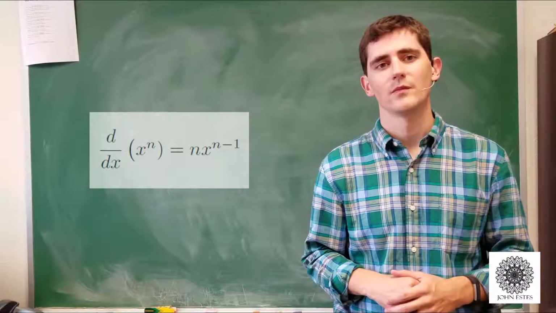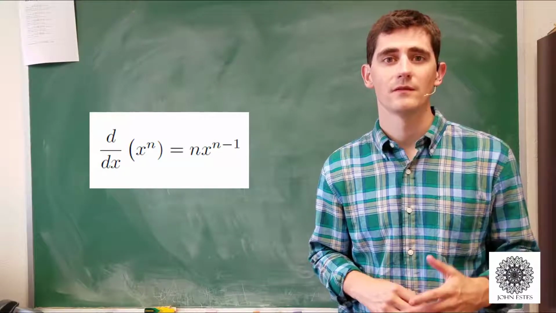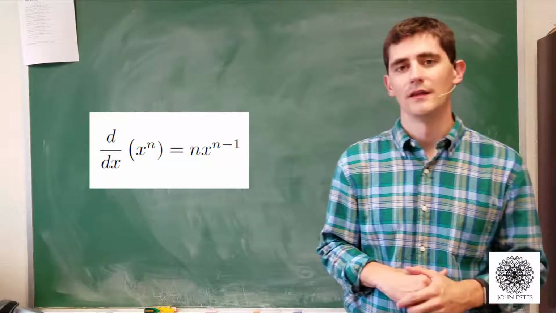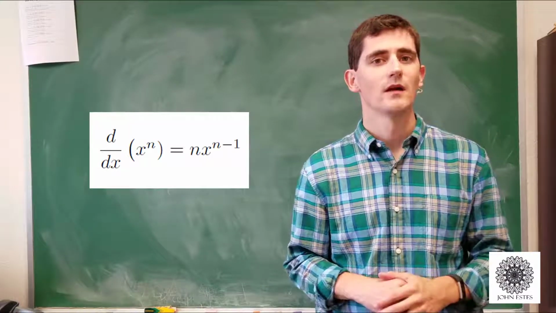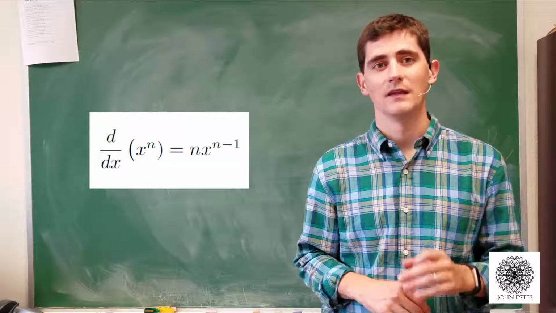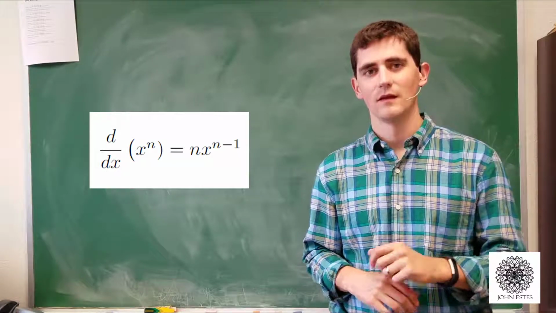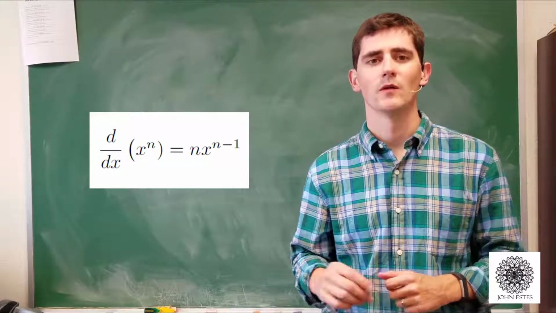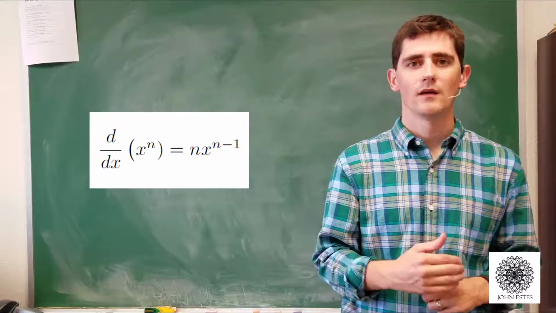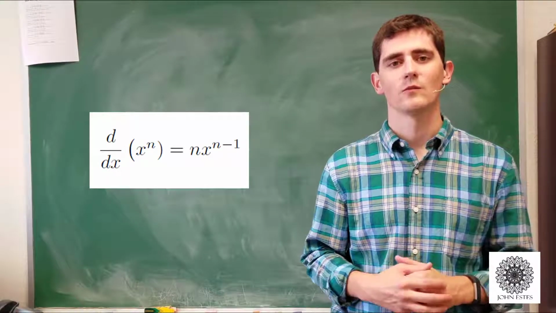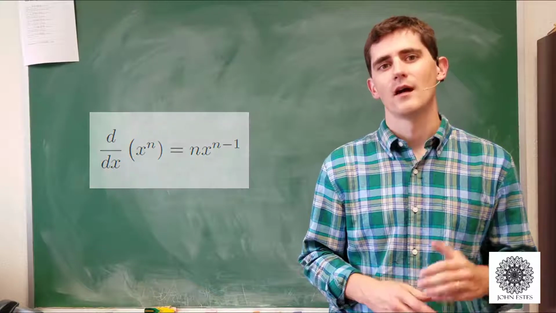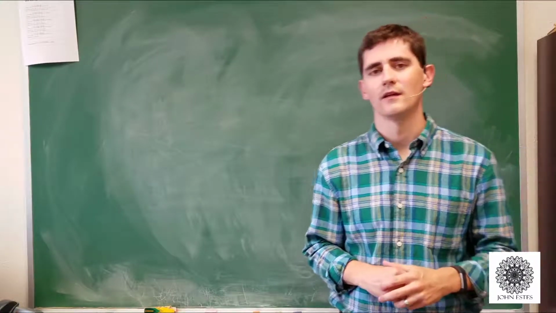Then we also have the power rule, which says the derivative of x to the n power, and n can actually be any real number, is n times x to the n minus 1 power. So remember, you multiply the exponent out front and then subtract 1 from the power. I'm going to show you some examples of these, and I hope they make sense.